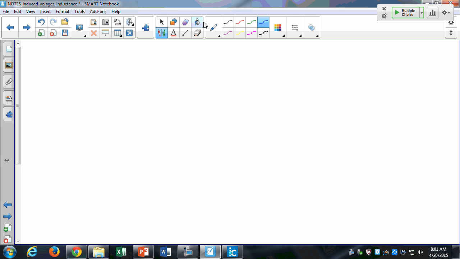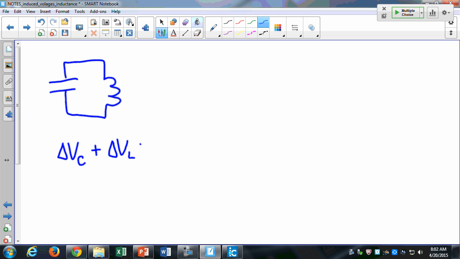All right, so let's look at this circuit. I have this capacitor and an inductor. I know from the loop rule that the change in the voltage across the capacitor plus the change in voltage across the inductor have to be equal to 0. This is just the loop rule. One of them has to be positive and one of them has to be negative so that they add up to equal 0.